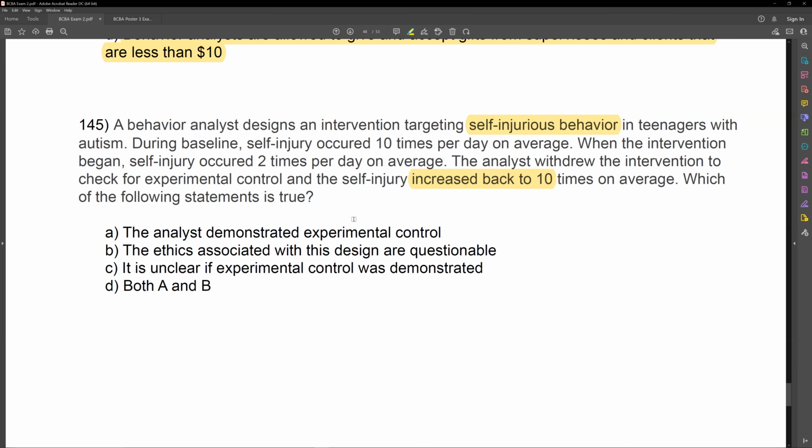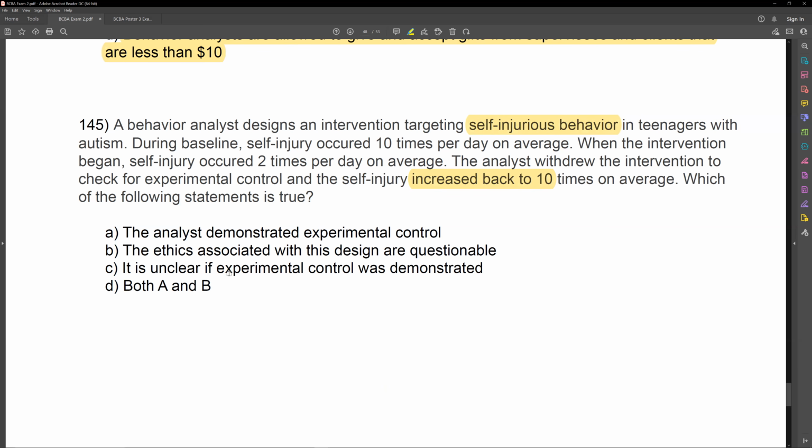A, the analyst demonstrated experimental control. Well, they did demonstrate experimental control through a reversal design, which is great. However, ethically, was this okay? B, the ethics associated with this design are questionable. If you're going to target things like self-injury, self-harm, violent behavior, you need to be careful about withdrawing an effective treatment, because now you've got a client who is injuring themselves again 10 times. Great, you demonstrated experimental control, but ethically questionable.